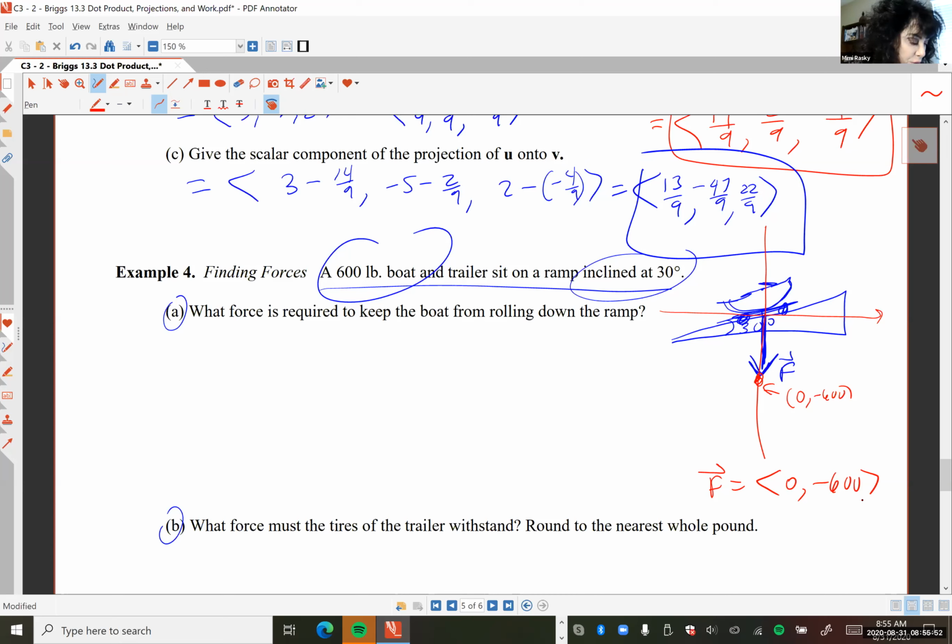So what are the other two forces they want us to get? They want us to find the force required to keep the boat from rolling down the ramp. I don't want to get macabre or anything, but if you were standing here trying to push against the boat and the trailer to prevent yourself from getting run over, what force would you have to push up against the boat and the trailer so that it doesn't run you over?